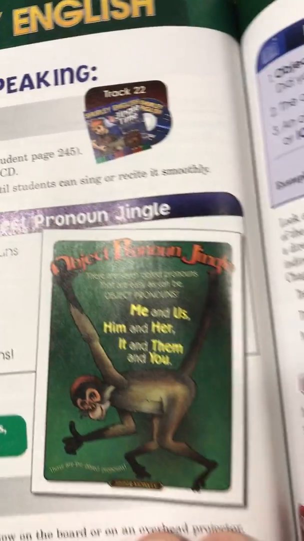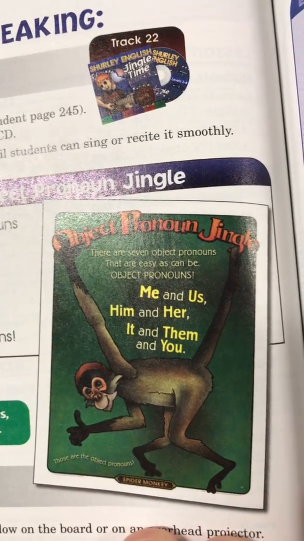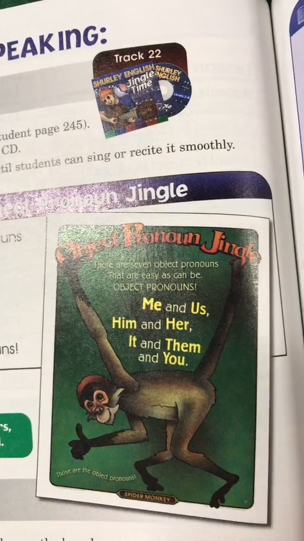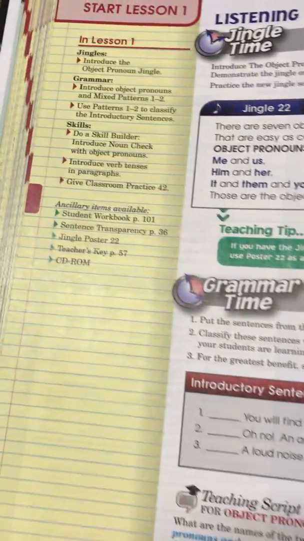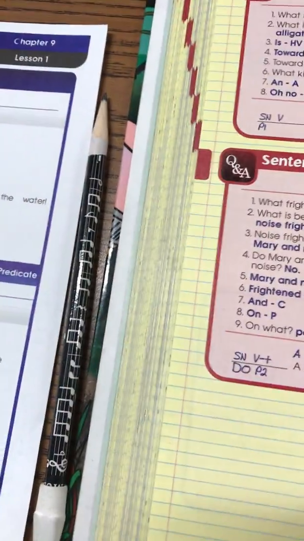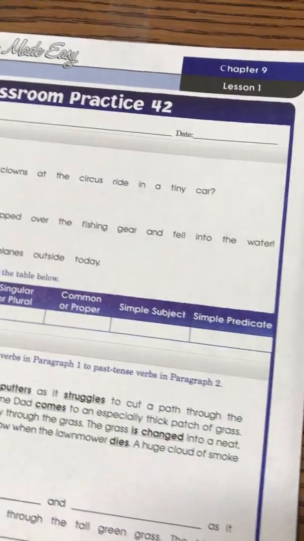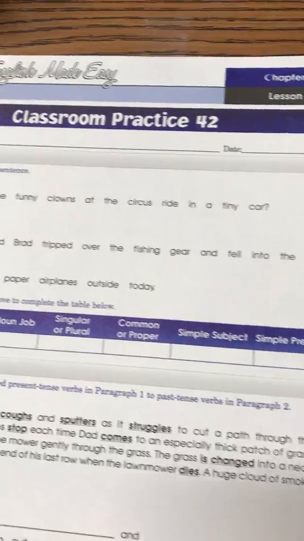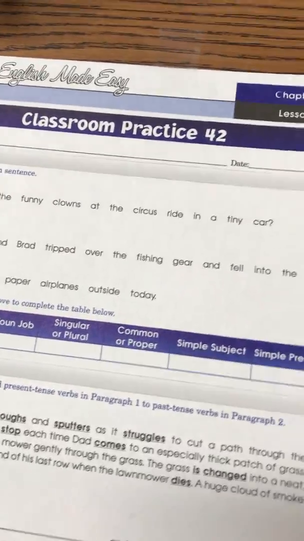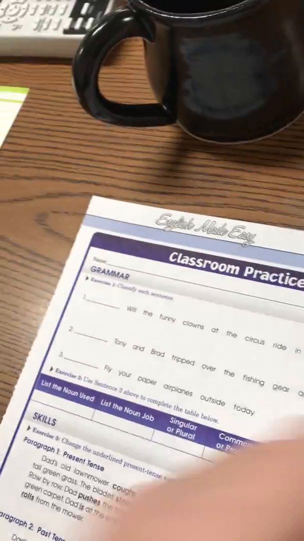Okay, so we talked about object pronouns: me and us, him and her, it and them and you. Today we are going to use those object pronouns to classify some sentences here on Classroom Practice 42. So if you would turn there, I will help you with this worksheet.